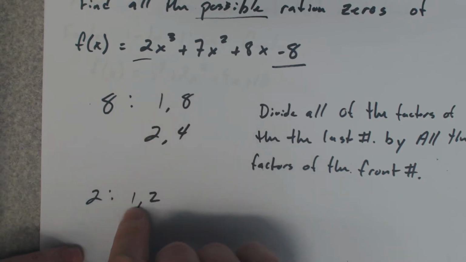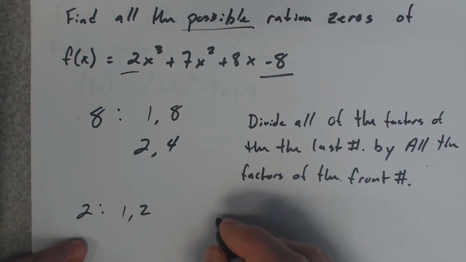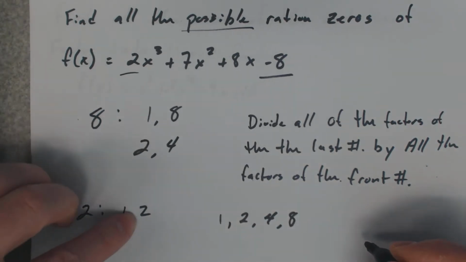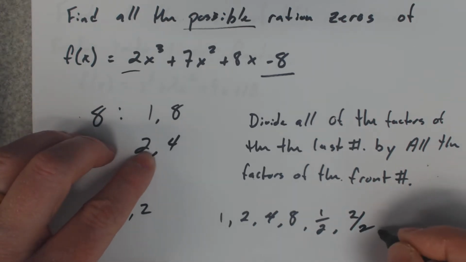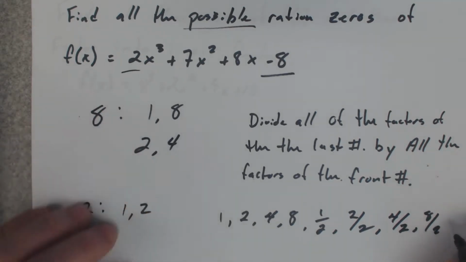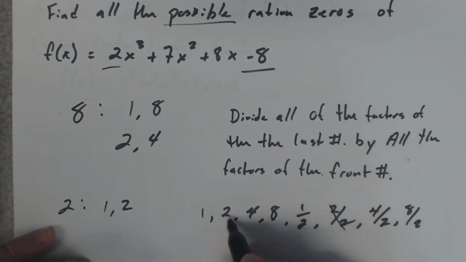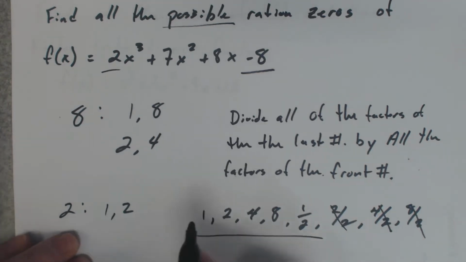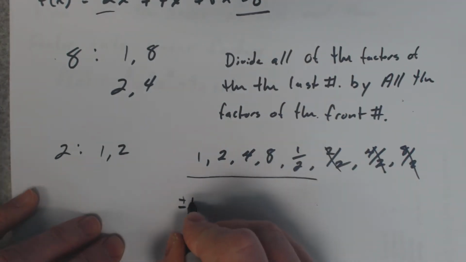So all 4 of these get divided by 1. All 4 of these get divided by 2. So if you divide anything by 1, it's itself. Then all these get divided by 2. Let's see. 2 over 2 is 1. I've already got that. 4 over 2 is 2. I already got that. 8 divided by 2 is 4. So I already got that. So we got these numbers right here. Now, this is what you do to compensate for the signs. You just say plus or minus.